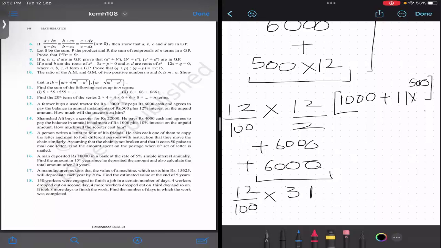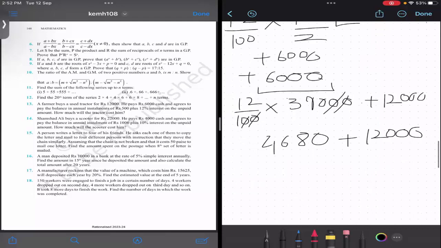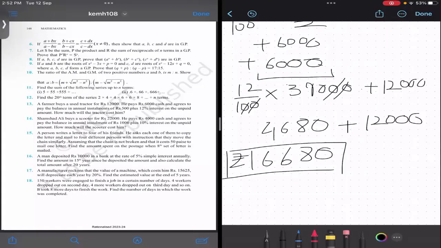It's going to amount to 39,000, and you can cancel these two zeros out, plus 12,000, the other things that he paid, right? So this interest is going to be 4,680, and the remaining amount that he paid is 12,000, right? So the entire cost for the tractor that he paid is going to be 16,680, right? This is a kind of a tricky question. Just make sure you keep in mind how much interest he is paying each year and how much upfront amount he has paid, right? And then you are going to be able to solve this question, right?